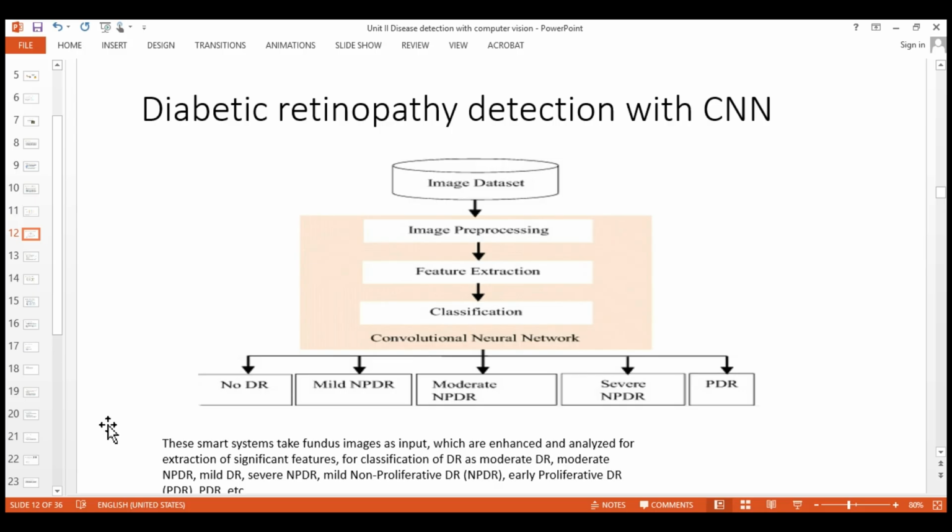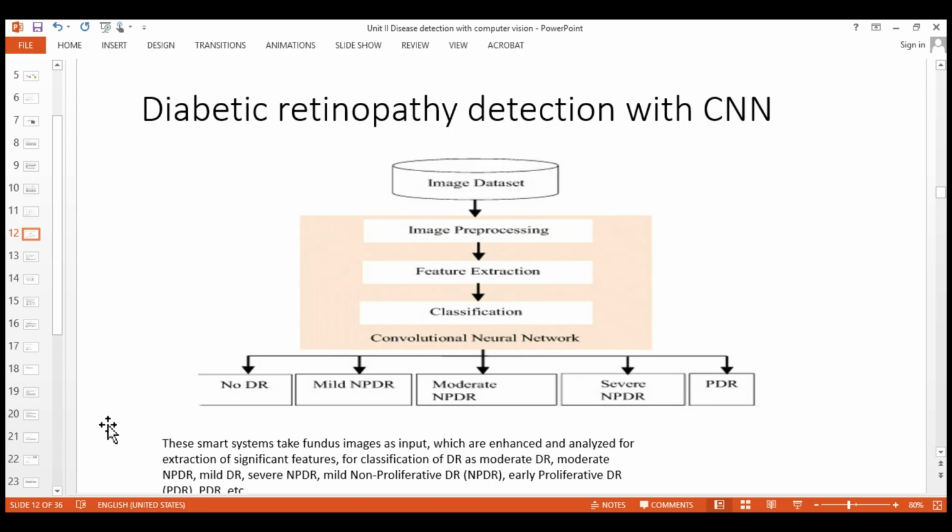And after this pre-processing, we get a very clear image, which can be used for something called feature extraction. Feature extraction is nothing but getting useful information from the input image. And with the features, we can classify the images. So it is also possible to give the severity of the diabetic retinopathy with classification. So this convolution neural network not only indicates whether that particular person is having diabetic retinopathy or not, but also can indicate the severity.